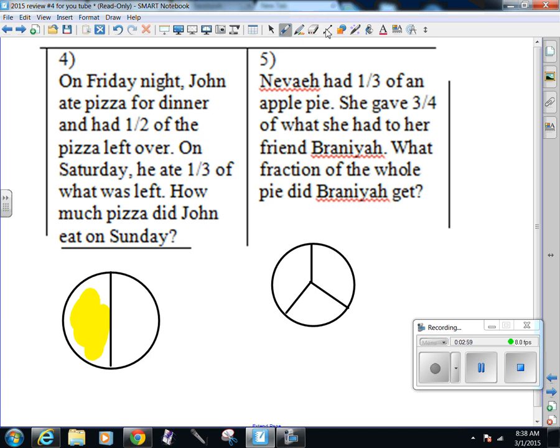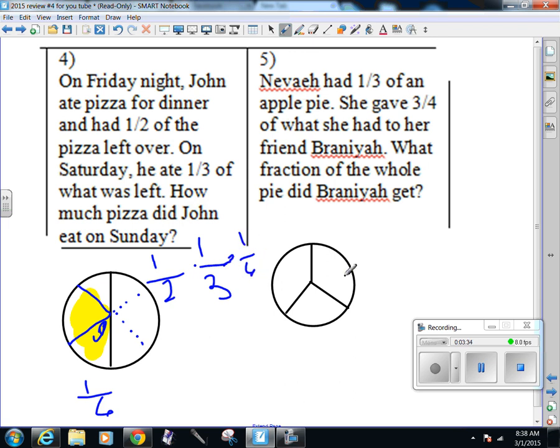So if I look at my pizza and I split it like this, I know that he's going to be eating this bit. But of the whole pizza, if I continue my markings, I see that had there been a whole pizza, I would have had 1, 2, 3, 4, 5, 6 sections. So he ate 1/6 of a pizza. So it was 1/2 times 1/3 because he ate 1/3 of a half, which is 1/6.